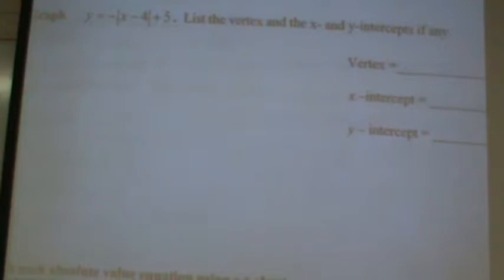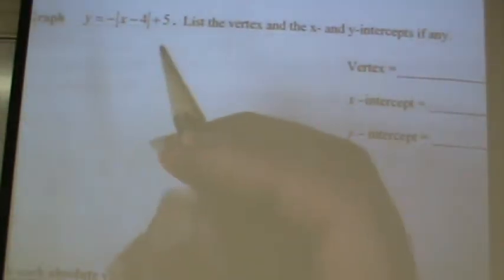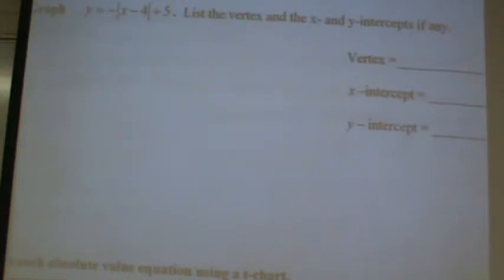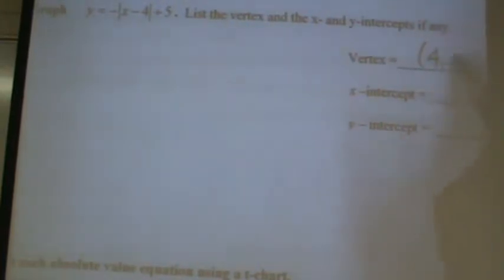You might need your graph paper. How do you graph this one? Find a vertex. This is number 11. 4, 5. Where is my vertex? 4, 5. It is 4, 5. Please write that, 4, 5. And let's find 4, 5. 1, 2, 3, 4, 1, 2, 3, 4, 5.